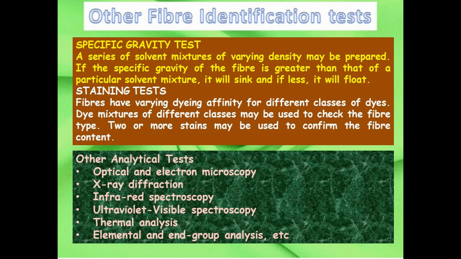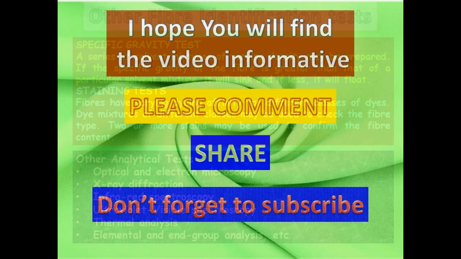Fibers have varying dyeing affinity for different classes of dyes. Dye mixtures of different classes may be used to check the fiber type. Two or more staining agents may be used to confirm the fiber content. Other analytical tests: optical and electron microscopy, X-ray diffraction, infrared spectroscopy, ultraviolet visible spectroscopy, thermal analysis, elemental and end group analysis, etc.